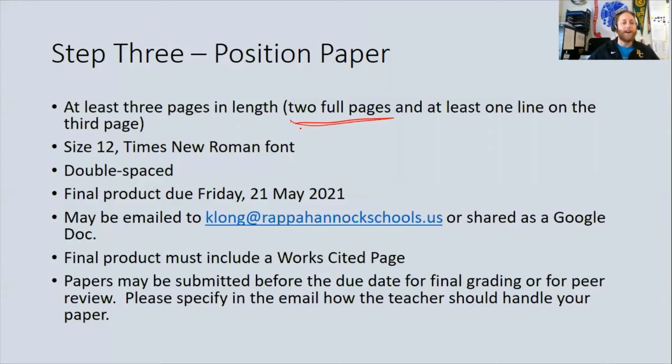Yeah, we're almost there. You can email me your position paper at klong@rappahannockschools.us, or you can share it with me as a Google Doc. Both of those are totally fine. What I recommend, so that nothing gets weird when you email it, is to save your Word doc as a PDF. So it's an image. Email me the PDF. That way, nothing weird gets changed or deleted or reformatted when you email it to me.